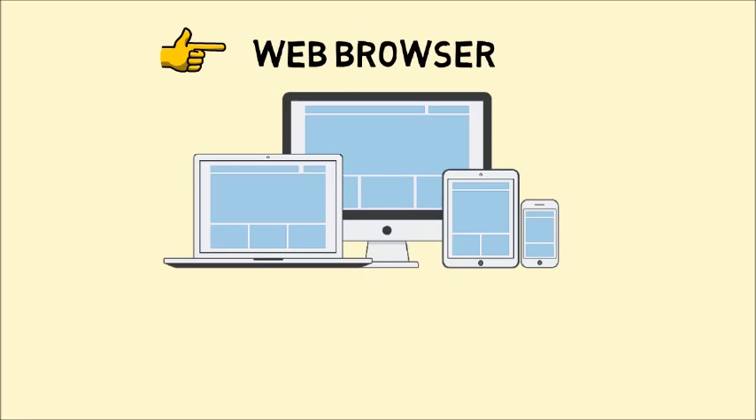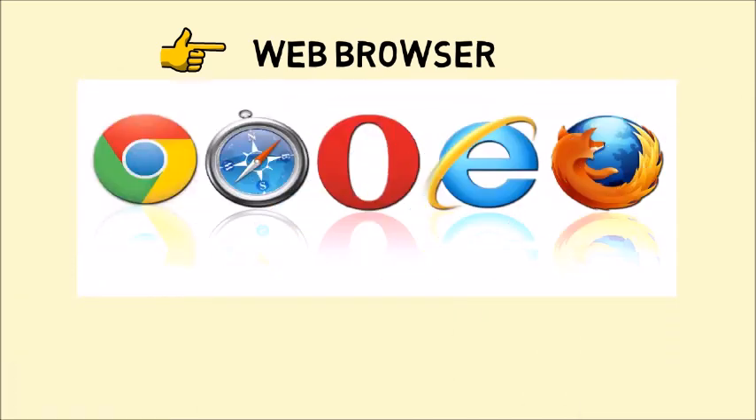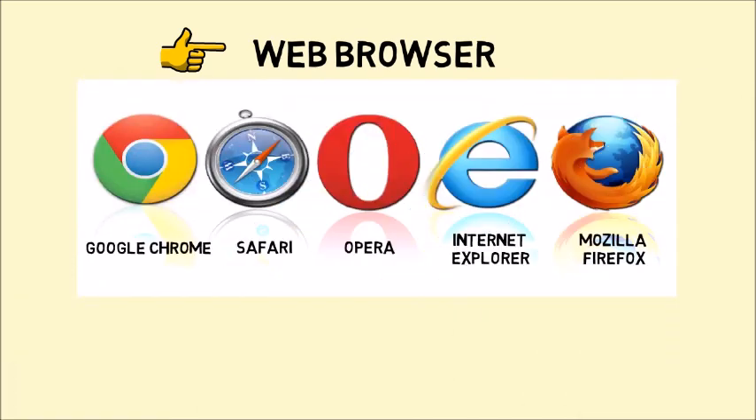Now, can you try and give any example of a web browser? Just try once. If you did, good. But if you couldn't, here it is. Examples of web browsers are Google Chrome, Safari, Internet Explorer, Opera, Mozilla Firefox, etc. This figure shows the icons of some of the leading web browsers.